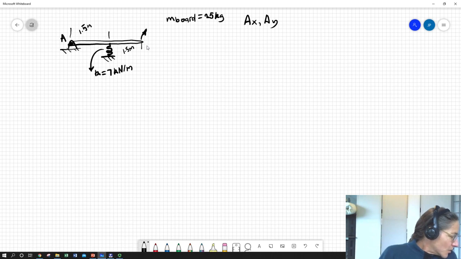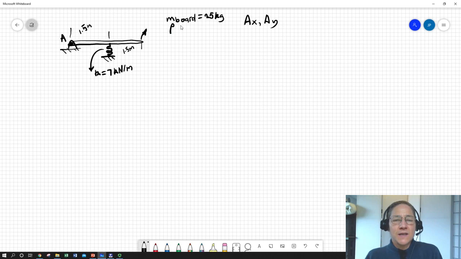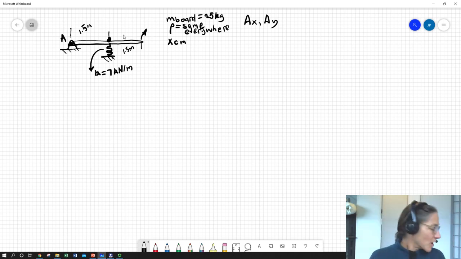What else do we know? Board's uniform. Density equals same everywhere. So that tells us where the center of mass is. XCM is right there. So that'll be probably useful for later on.